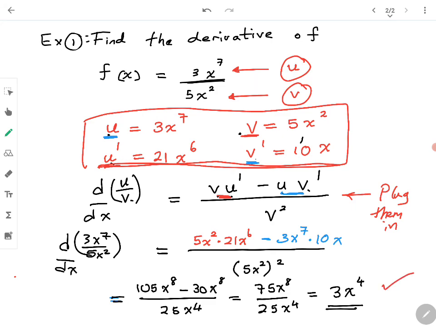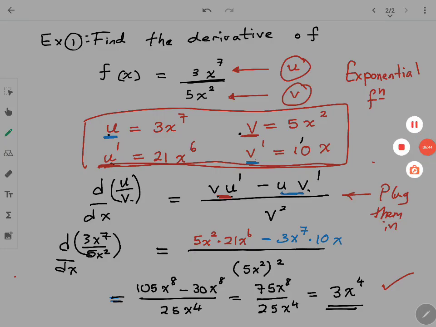Okay. So in the next lesson, I'm going to do exponential functions, how to find the derivatives of exponential functions. So this lesson ends here.